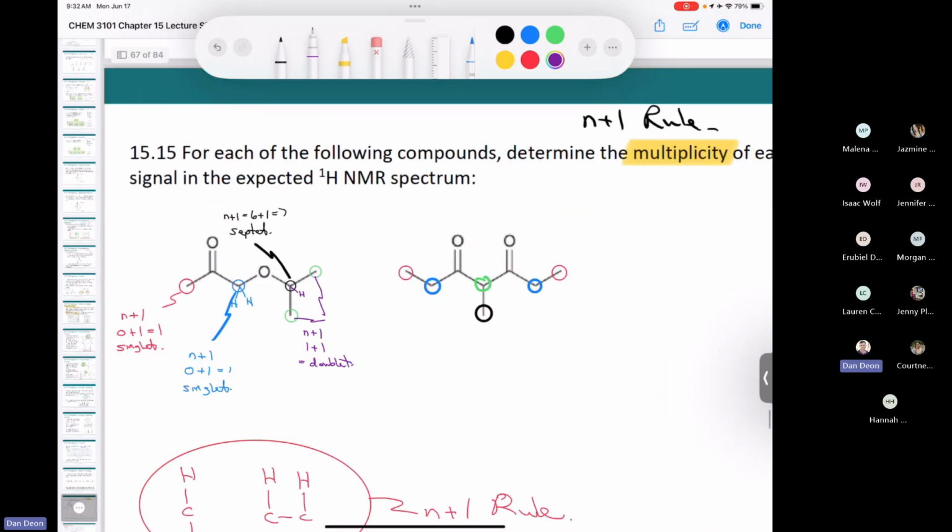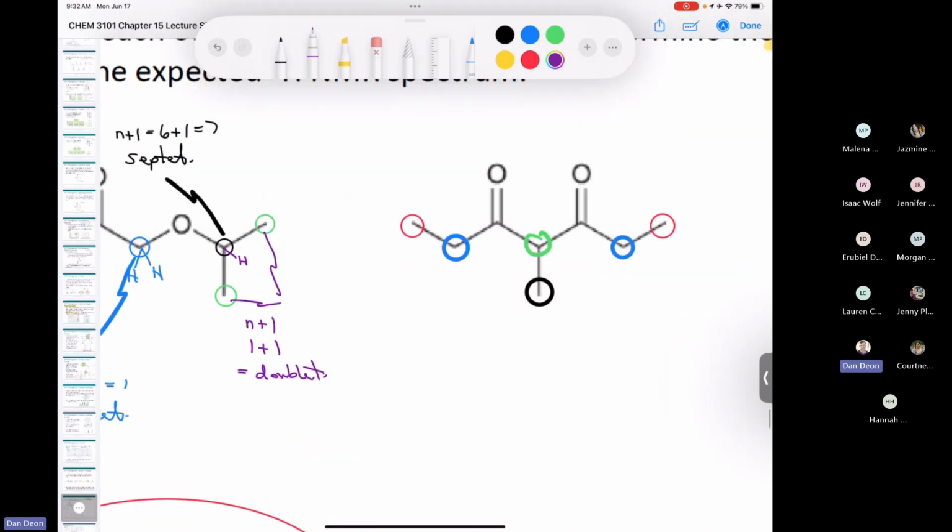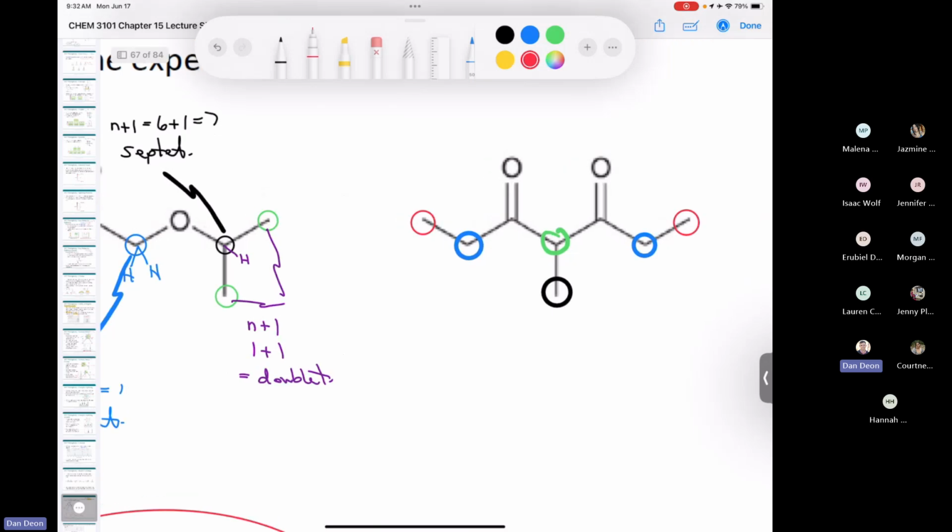All right. For this one here, anybody get a multiplicity for the red protons? Again, it wouldn't matter if it's this one or this one, they're chemically equivalent. But if I use n plus 1, could anybody tell me how many neighbors the red protons have? How many protons are neighboring the 3 red protons, the ones inside the red circle? 2, exactly. So if I have 2 plus 1, that gives me 3, and so for these ones, I'm going to get a triplet.